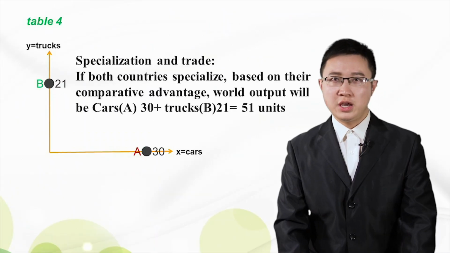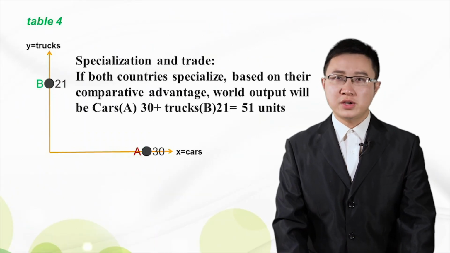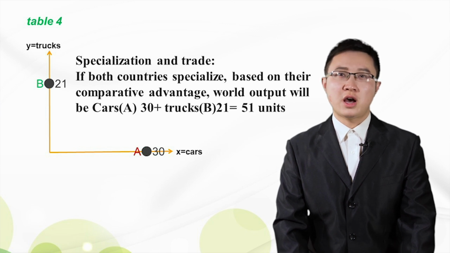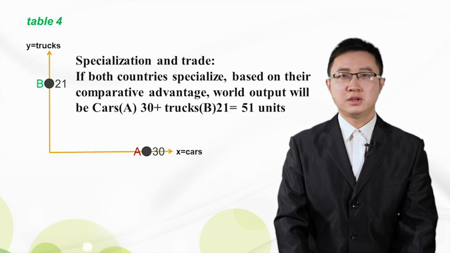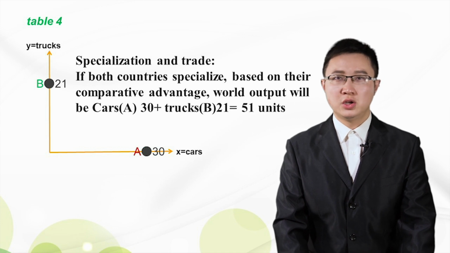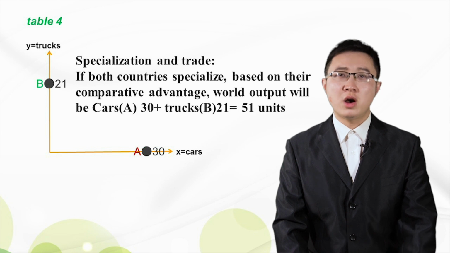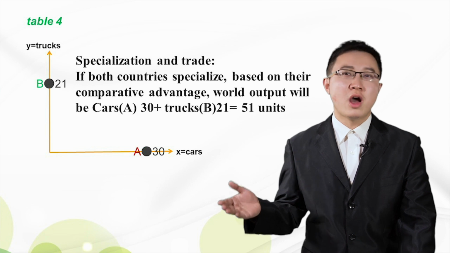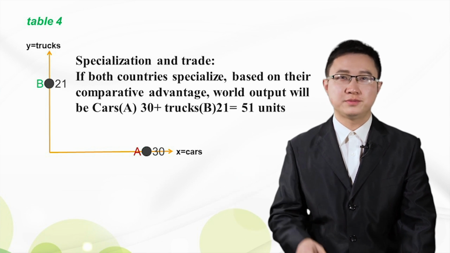On the contrary, if both countries specialize based on their comparative advantage, the world output would be cars 30 plus trucks 21 equals 51 units. Hence, world output increased by 5 units under the principle of comparative advantage.